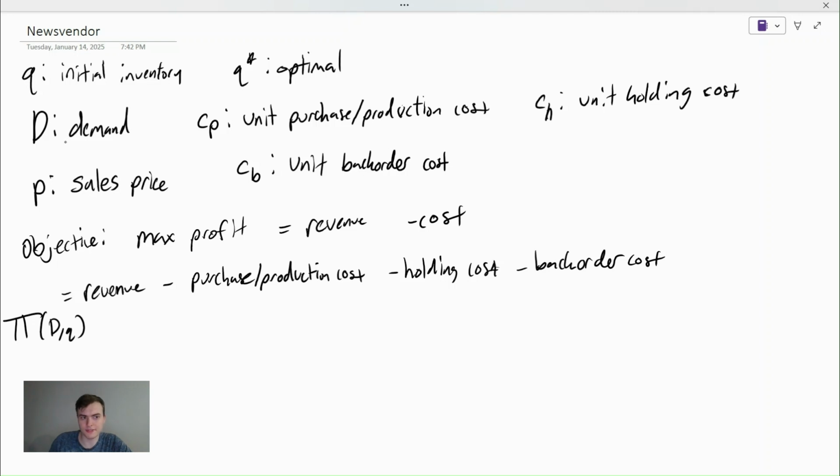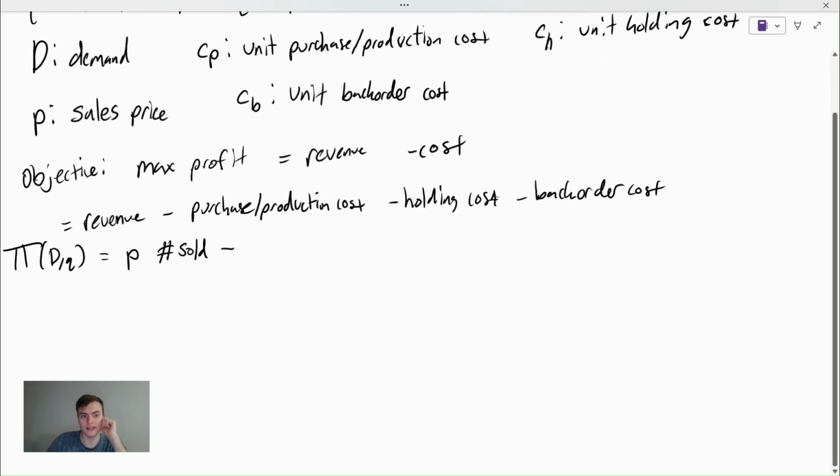So d is an input to the function. Of course, these are all inputs as well, but these are parameters that are going to be non-random, versus d is a random variable. And then q is our decision variable, so it's what we're choosing, right? And so let's write our expression for profit: it's going to be P, the sales price, times the number of units sold. Let's just leave it like that for now.